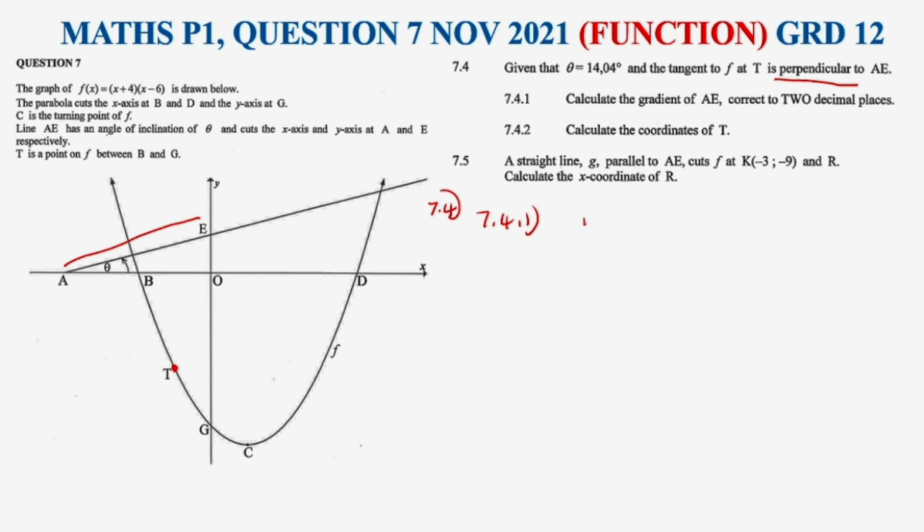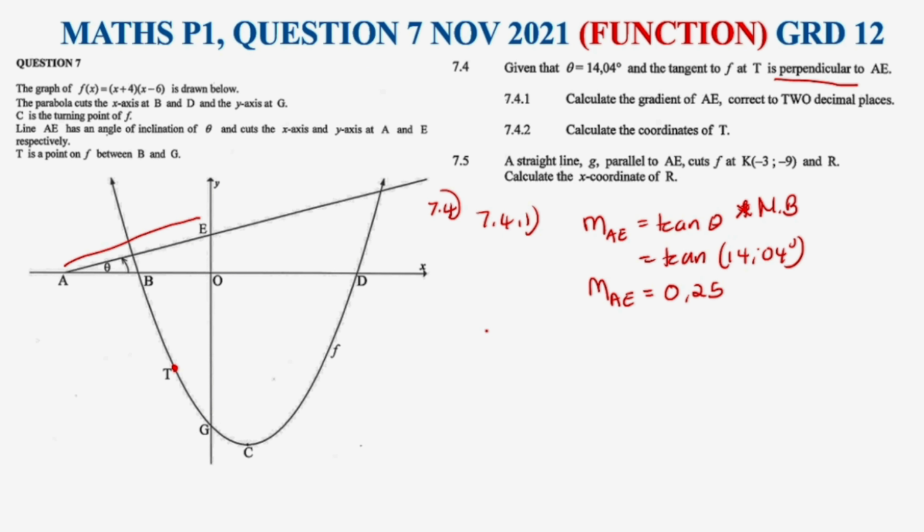You will remember that the gradient of any given line is going to be tan theta. So what do we have here? We are given the angle of that line, 14.04 degrees. So if you punch this in our calculator, tan of 14.04 degrees should give us 0.25. And that's how you will deal with this one, guys. Please remember, this formula is there on your formula sheet. Please don't get confused.